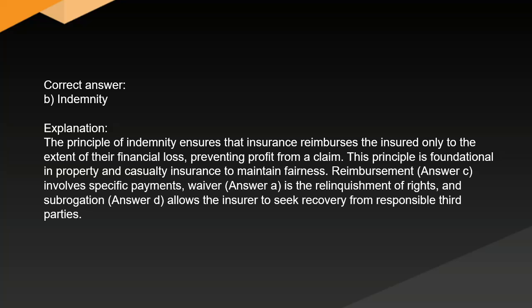B. Indemnity. Explanation. The principle of indemnity ensures that insurance reimburses the insured only to the extent of their financial loss, preventing profit from a claim. This principle is foundational in property and casualty insurance to maintain fairness. Reimbursement, answer C, involves specific payments. Waiver, answer A, is the relinquishment of rights. And subrogation, answer D, allows the insurer to seek recovery from responsible third parties.